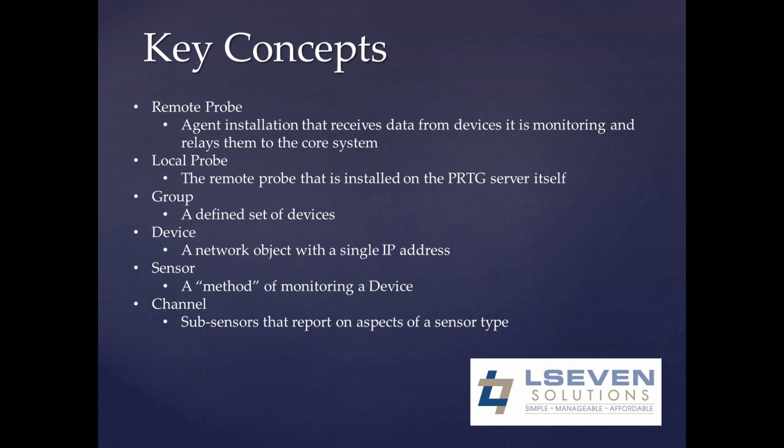A group is basically a defined set of devices. You can drop a bunch of devices into a single group. When we get into what our standards are, essentially a group is going to be exactly the name of the customer as it appears in ConnectWise. A device is a network object that we're going to be monitoring. A sensor is a method or the way that we're monitoring, whether that's SNMP, SSH, for disk space usage, ping.